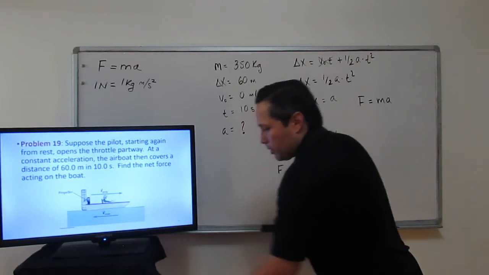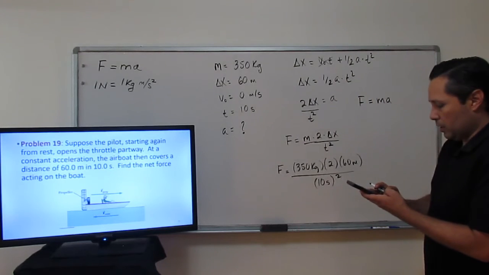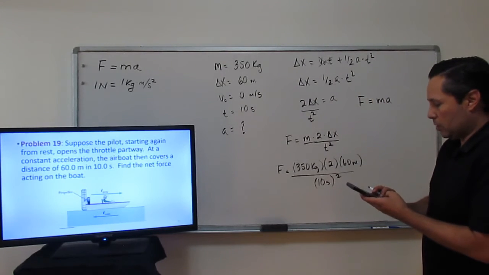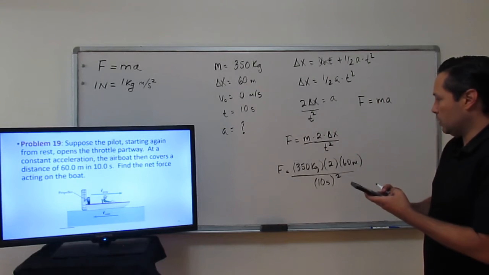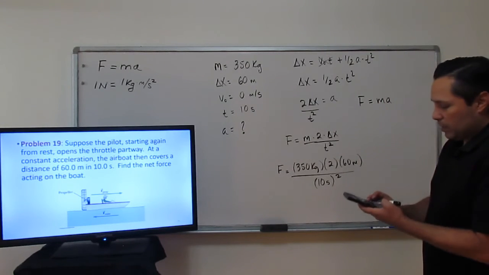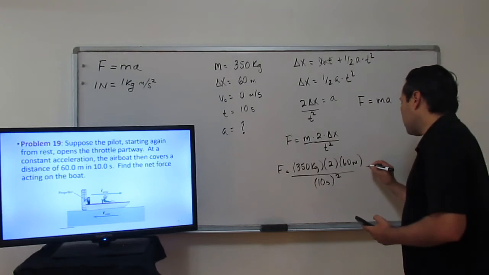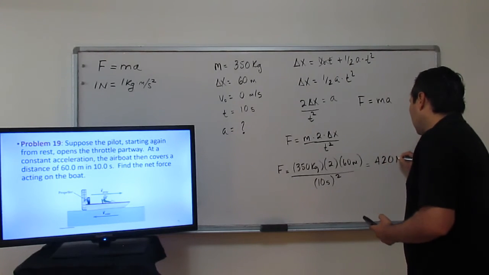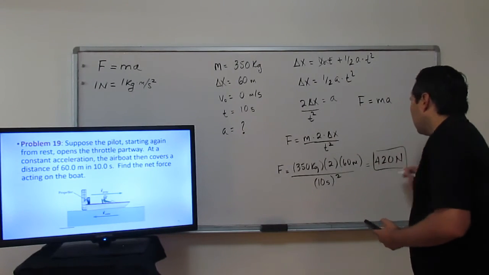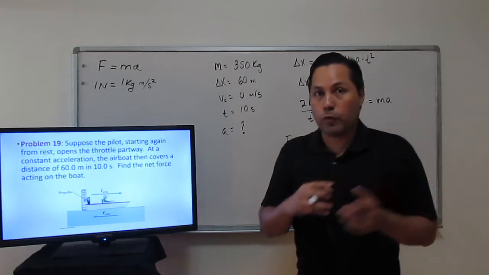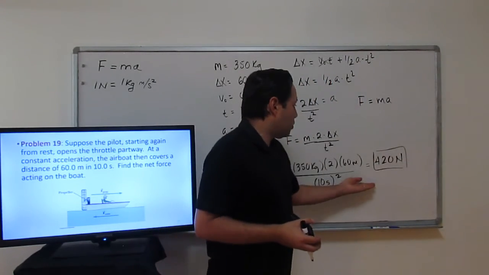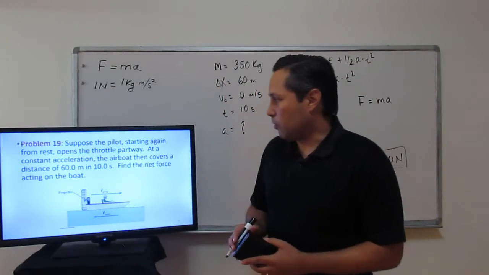So get your calculator. That'll be 350 times 2 times 60 divided by 10 times 10, which is 100. So that gives us 420 newtons of force. Positive because it's pushing the boat forward. So that'll be the answer for this problem.